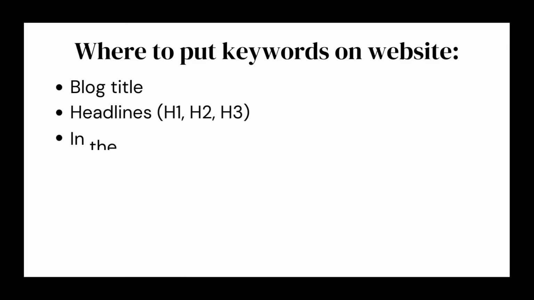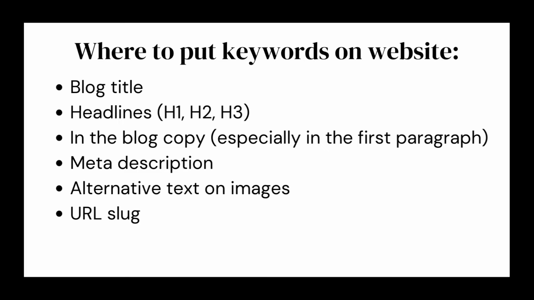How do you do this? It's actually pretty simple. You just want to make sure your keywords are in a couple key places on your website. These key places include your blog title and your headlines, so any H1, H2, H3 on your website and your blog posts. You really want to make sure you have keywords in those titles. Also on your blog posts, keep keywords in the first paragraph, so right away Google can tell that this is a very relevant blog post to the keywords that you're targeting.